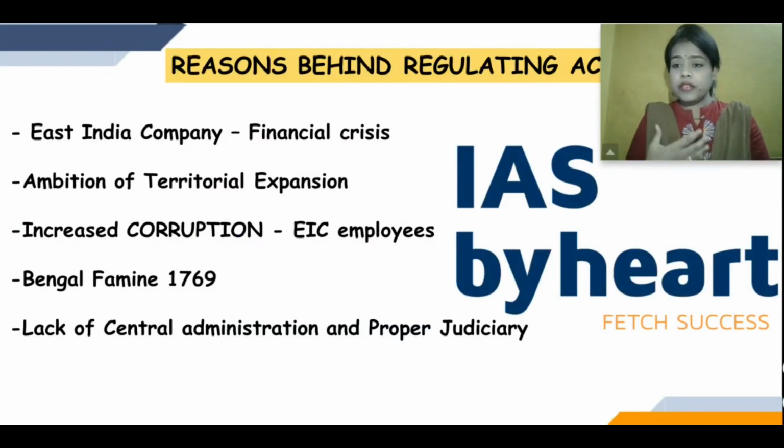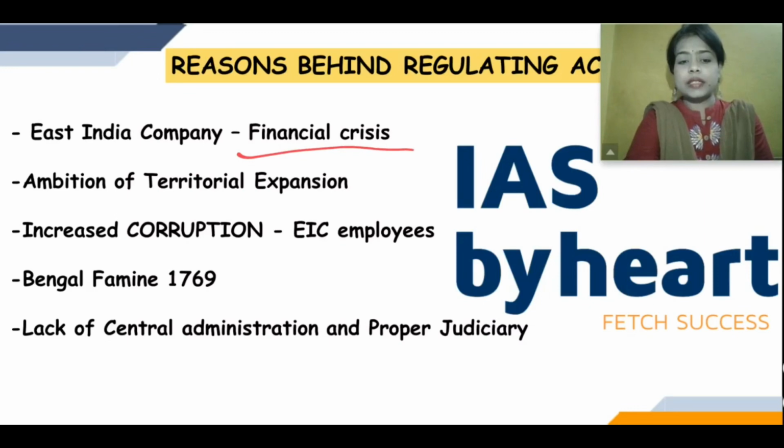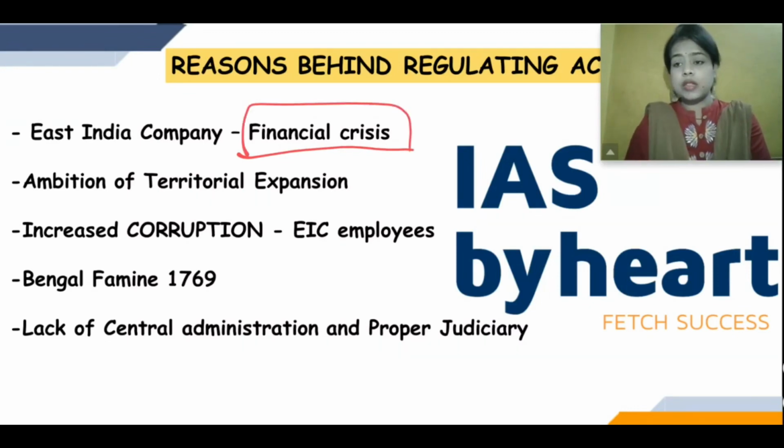Firstly, the reasons behind the act, why the act has come. The financial crisis is the important reason why the company wanted to manage everyone, the employees, and also to punish the natives who were trying to give bribes to the East India Company employees. The financial crisis was because of two reasons. One thing is the company had to pay taxation to the crown, and the company was waging wars. So for that they required a lot of money.